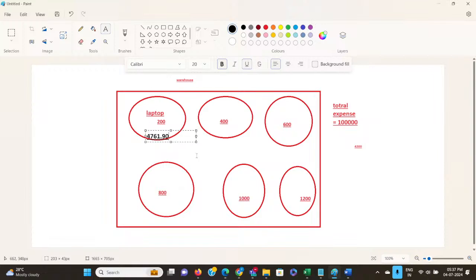4761.90. I will allocate 4761 rupees to laptop expenses. This is how we are doing it. Did you get it from this pictorial representation?